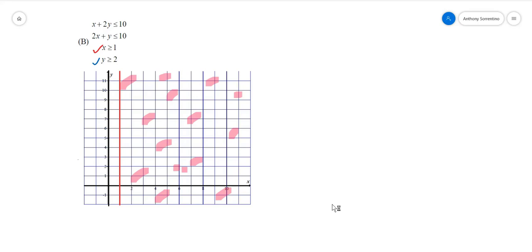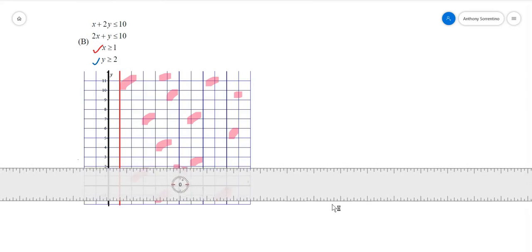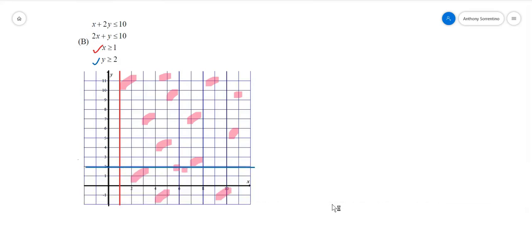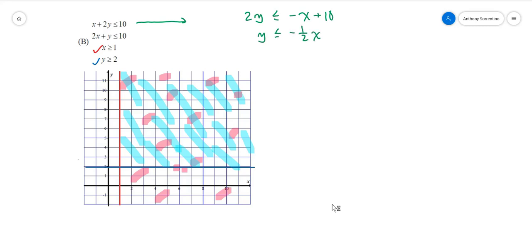For y is greater than or equal to 2, I'd have a horizontal line, so I'm going to put that in. Again, it's a solid line, and I would be shading above. So we're looking at this region now. Now I'm going to go to the top equation and put that in terms of y. I have 2y is less than or equal to negative x plus 10. Divide both sides by 2, and I get y is less than or equal to negative 1/2 x plus 5. It has a y-intercept of 5, and I'm going to move down 1 and right 2. I'll put some points in and graph it now.